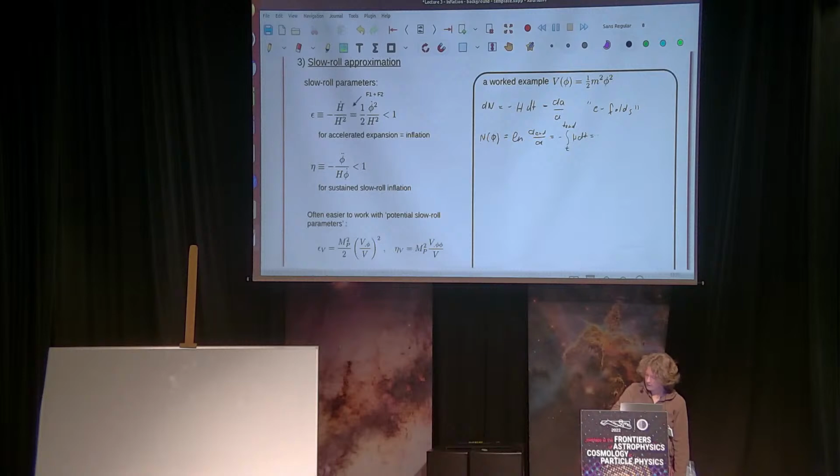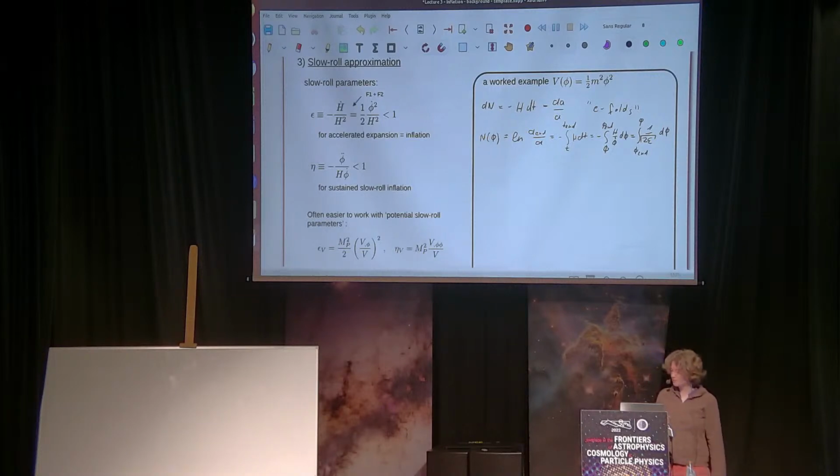Okay, we can also write this as an integral over phi, right? I said phi is also a time variable here. Integral from phi end of H over phi dot d phi. And now you recognize that this thing here, H over phi dot, is, up to a factor, the square root of the epsilon that we introduced on the previous slide. So I can write this, absorbing the minus sign and changing the integration boundaries, as the integral from phi end to phi of 1 over 2 square root of 2 epsilon d phi. And why I do this exercise will become clear in a second.